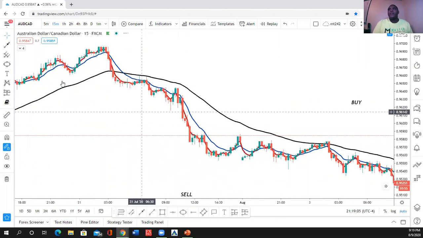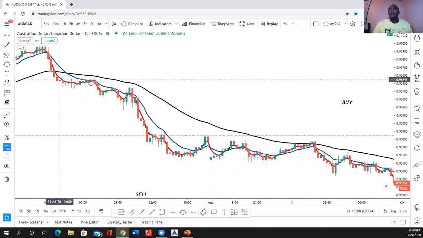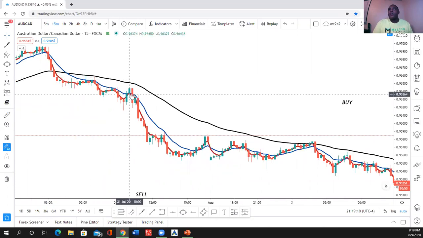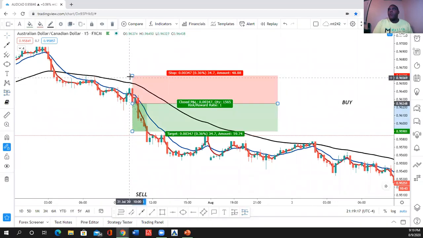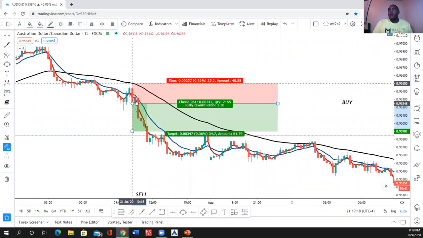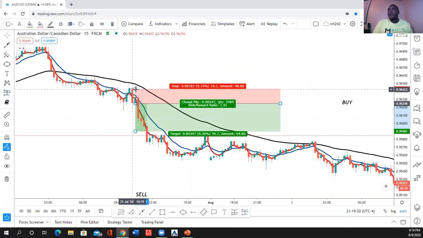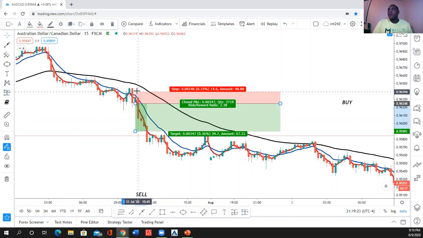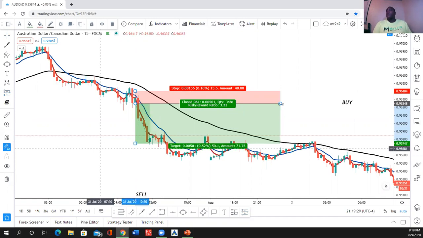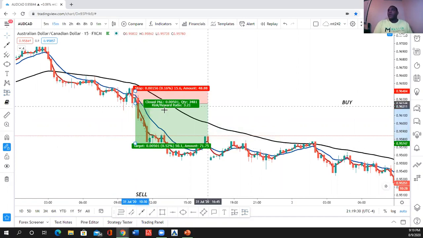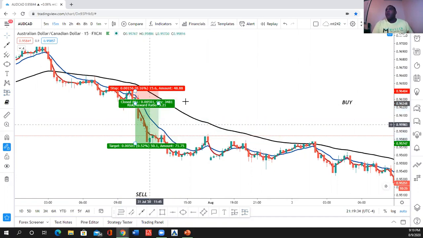So none of these would have given us an alert. This one would have given us an alert, and I would have been on the open of this candle. So this would have been my entry. Stop loss, 15 pips. 50 pips is the third TP, and we would have got that easy peasy, no headache, no worries. On to the next one.